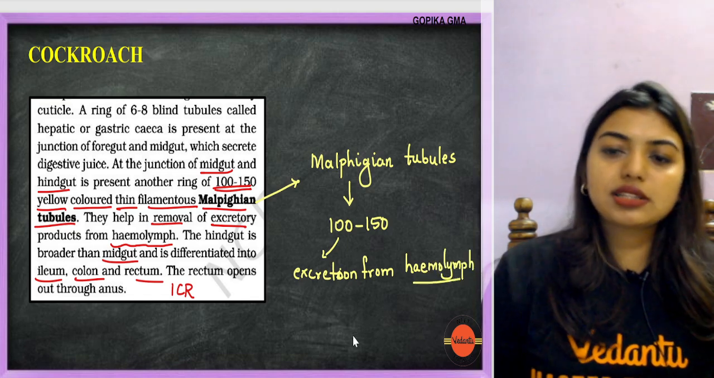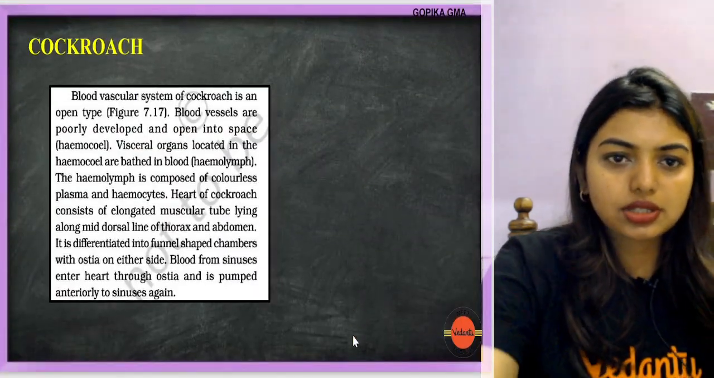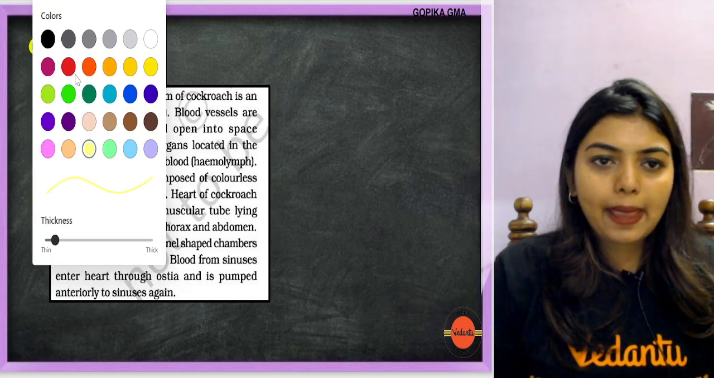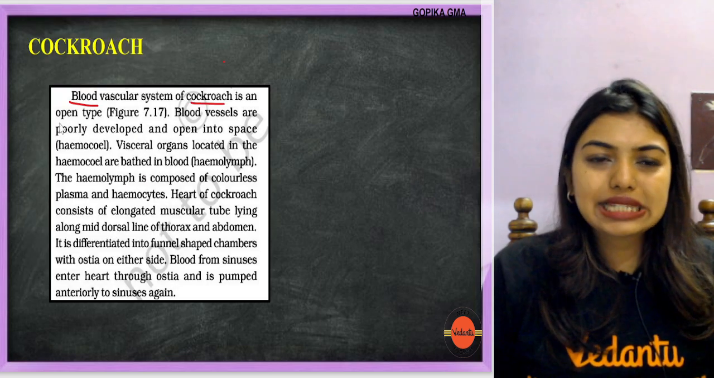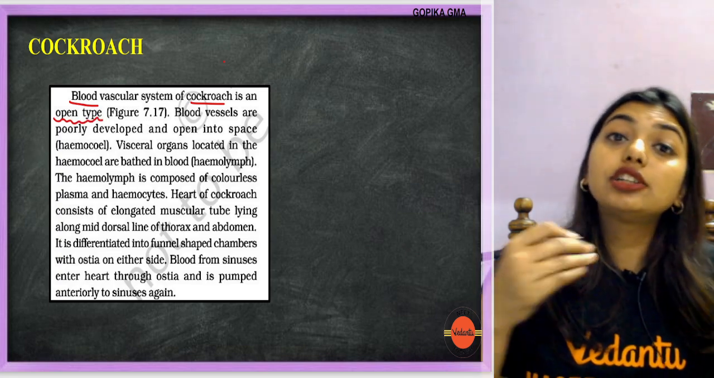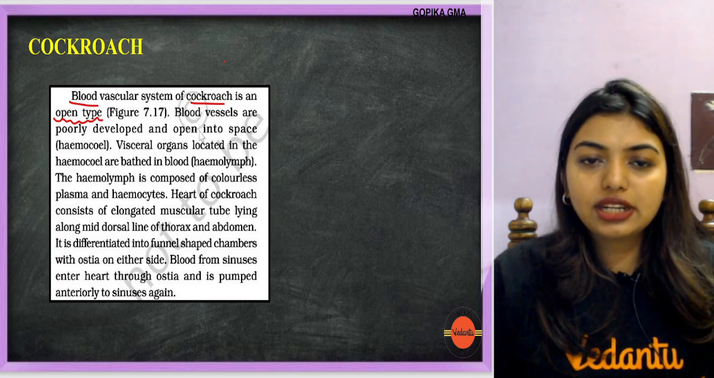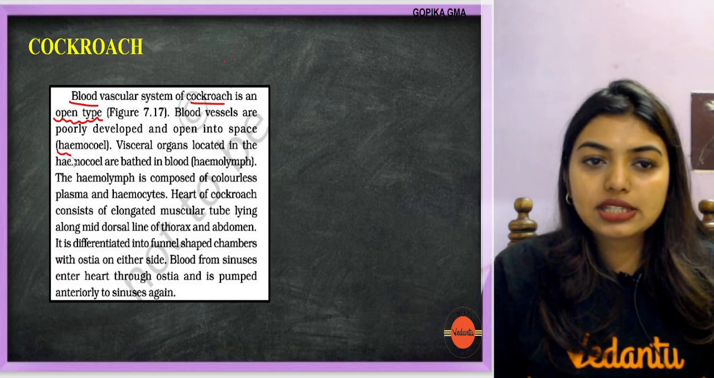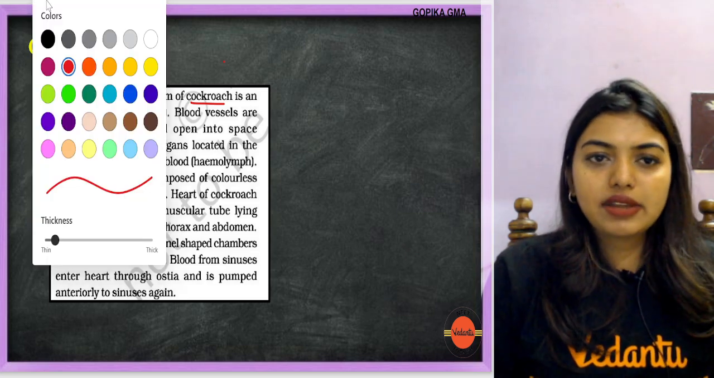Okay, hemolymph, that is the blood. Then we'll go to the vascular system, blood vascular system. Blood vascular system of cockroach is an open type. Open type means that the blood is flowing through sinuses or spaces. Blood vessels are poorly developed and open into spaces called hemocoel. So those spaces in cockroach will be called hemocoel. Very simple, students.